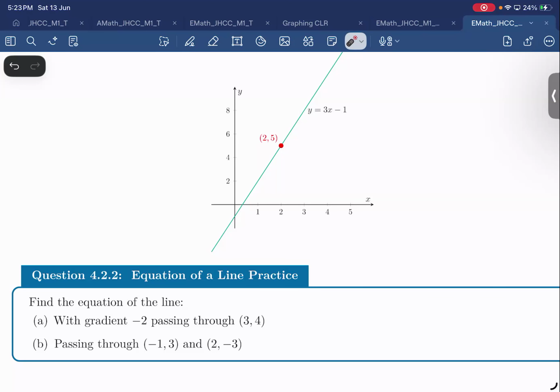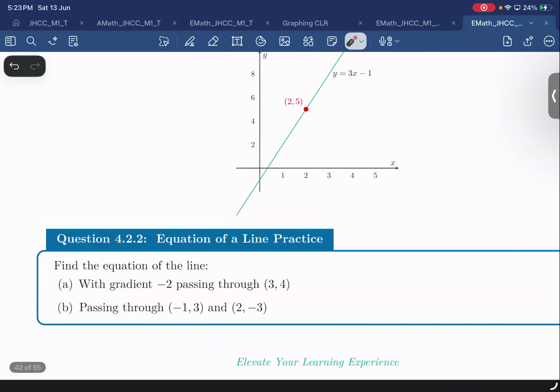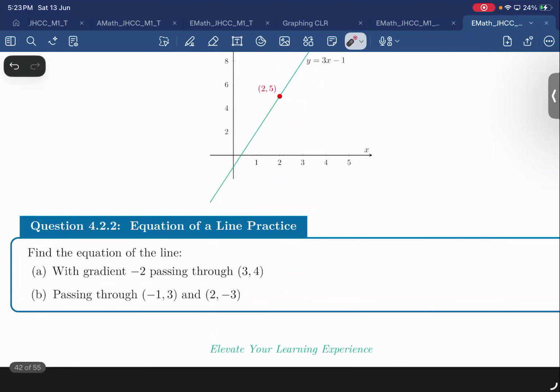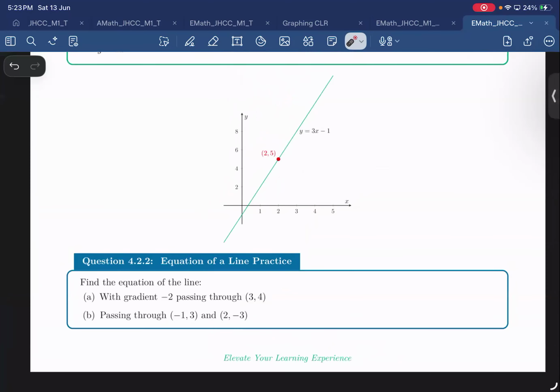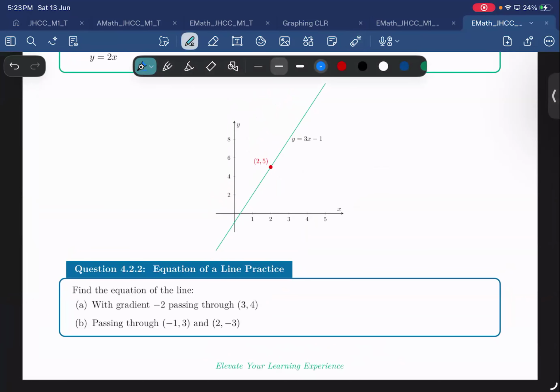Okay, let's go through this question now. Gradient minus 2 and passing through 3, comma 4. For this one you use the point gradient form, which says y minus y1 equals m times x minus x1. So y minus 4 equals minus 2 times x minus 3. This is the equation.